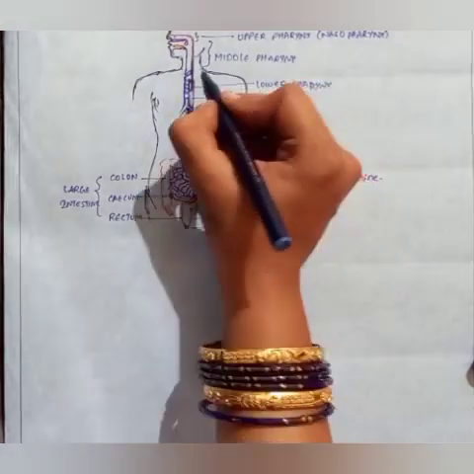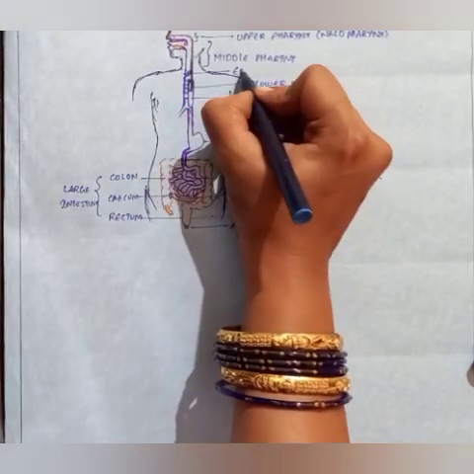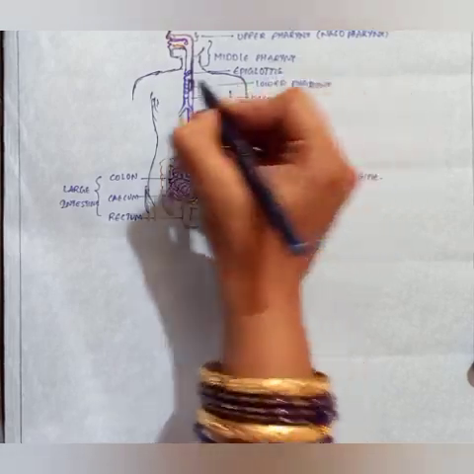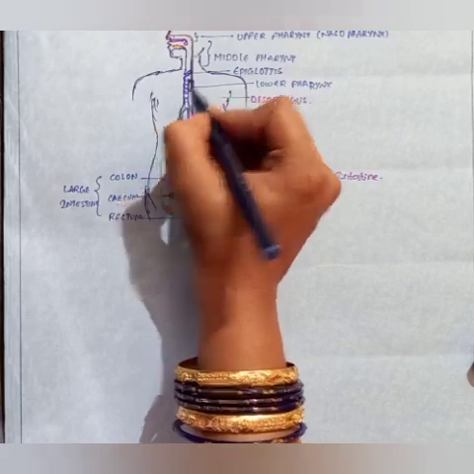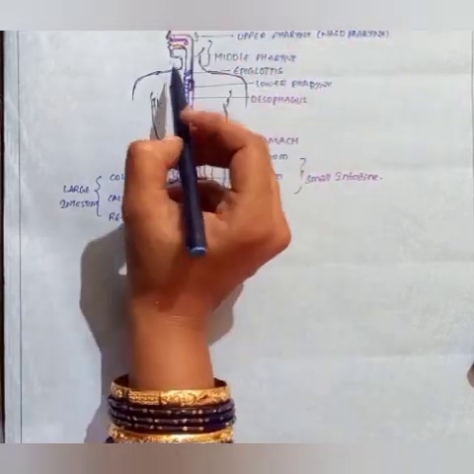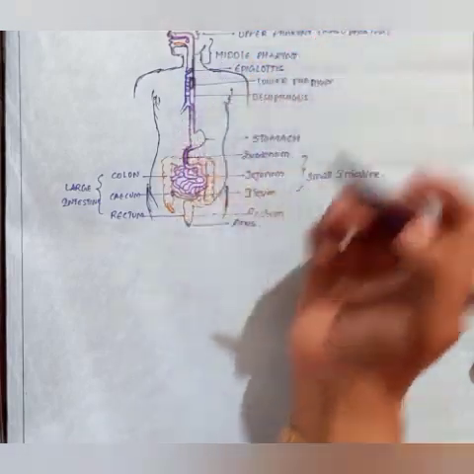And here you can see a flap-like structure. This flap-like structure is called epiglottis. Whenever you swallow, only when you swallow, it closes the trachea so that food will go through the food pipe, and the rest of the time it will be open so that air will be going through the windpipe, right?